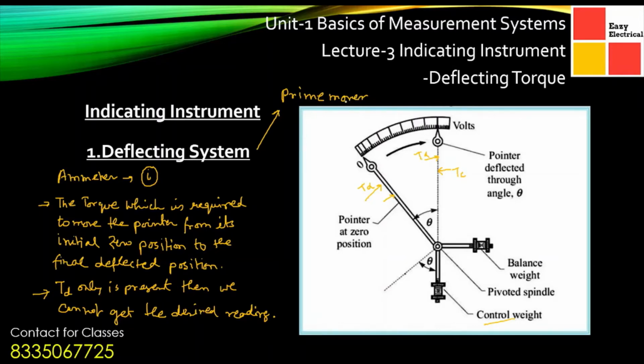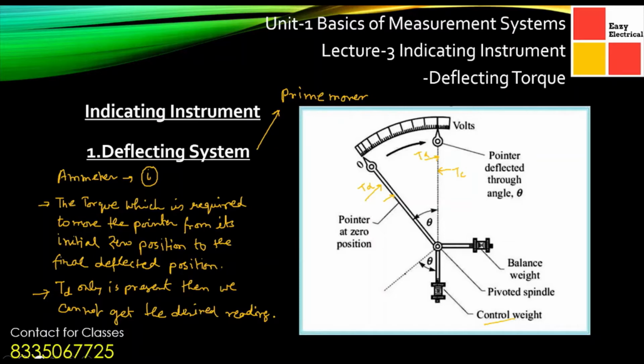The deflecting system of the moving system converts the electrical energy obtained from the circuit to which the instrument is connected into mechanical energy, which ultimately produces the deflection. If this system were not used, there would be no force to move the pointer, and the very purpose of the instrument would not be served. So that is the simple understanding we can get from here.